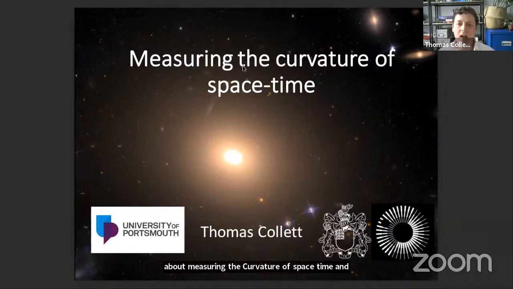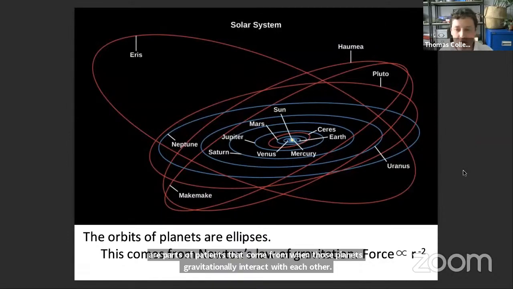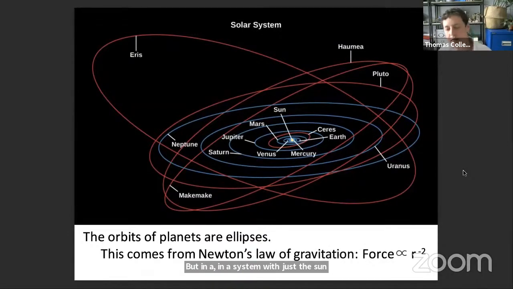So as you probably know, in our solar system, the orbits of the planets are on ellipses around the sun. There are perturbations that come from when those planets gravitationally interact with each other. But in a system with just the sun and one planet, you would expect the planet to be orbiting in an ellipse. And that drops naturally out of Newtonian gravity, the law of gravitation, that the force of gravity goes as 1/r².